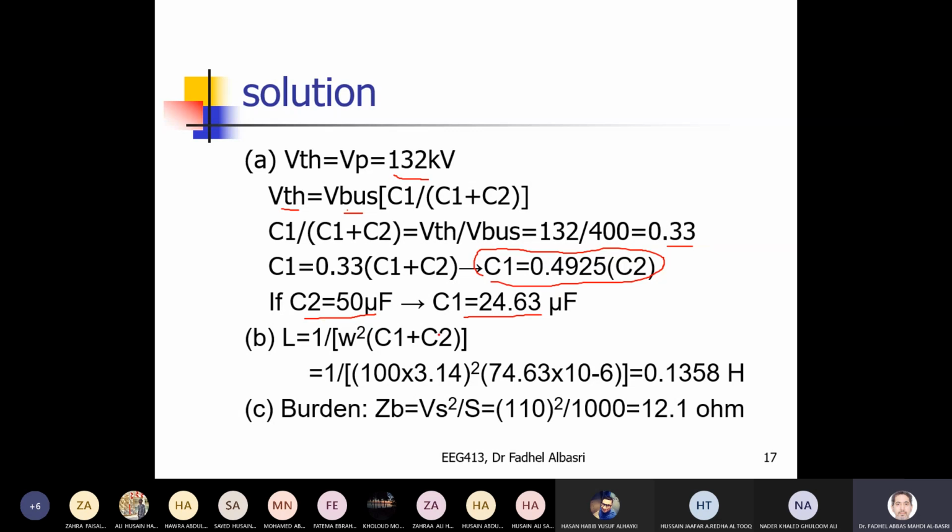Now, once I know C1 and C2, I can find the compensation inductor value by substituting directly in the equation. Here I assume 2 pi f. This is the pi, and the frequency is 50, so 2 by 50 is 100, and I got the inductance.